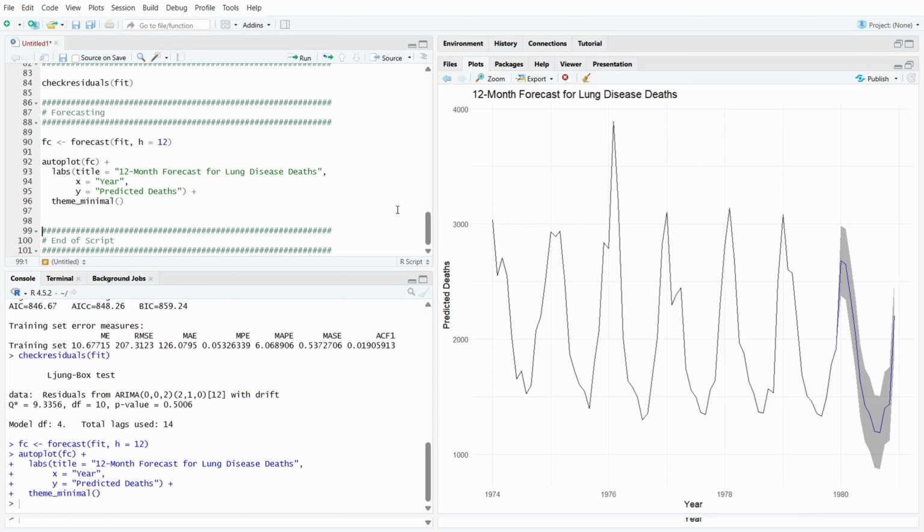And there you have it. From raw surveillance data to a future-ready forecast. In this video, we explored time series analysis, focusing on trend, seasonality, decomposition, and how to generate forecasts for public health data.